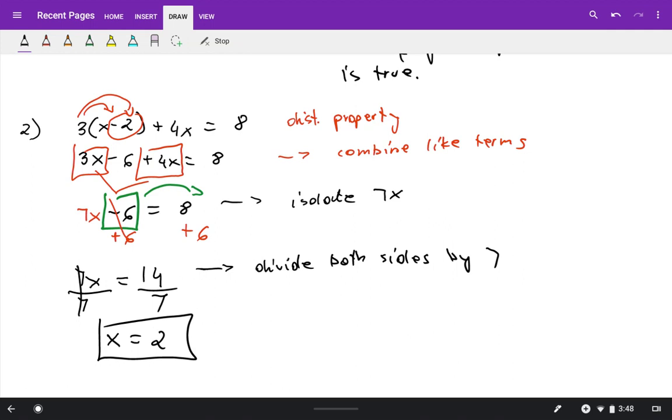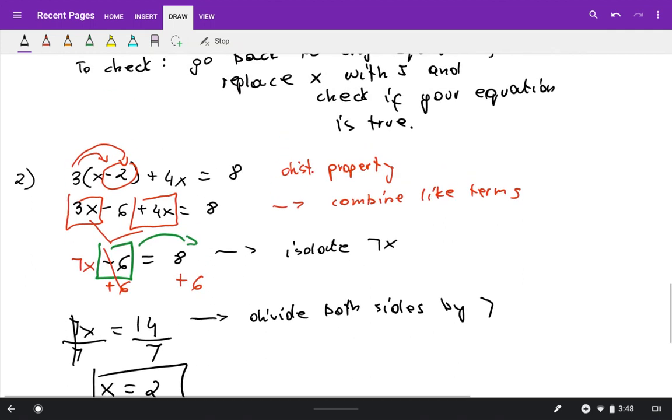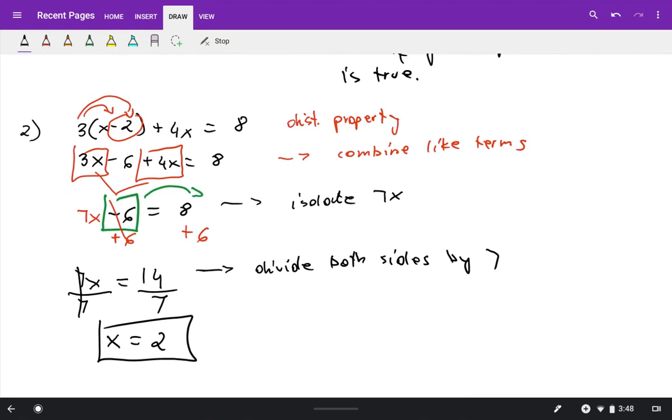And of course, you can always check by substitution, by replacing x in your original equation with 2 and checking if that will give you 8. Okay, so let's solve more complicated problems.